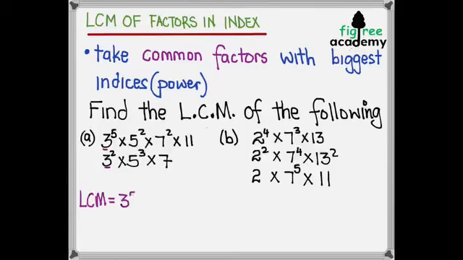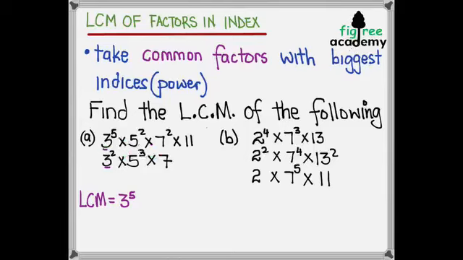We write the LCM. The first step is to find common factors. Here 3 is a common factor, found in both terms. So 3 here, 3 here. This is the power 2, this is the power 5. And now we take the highest power factor, which is 3 to the power 5.